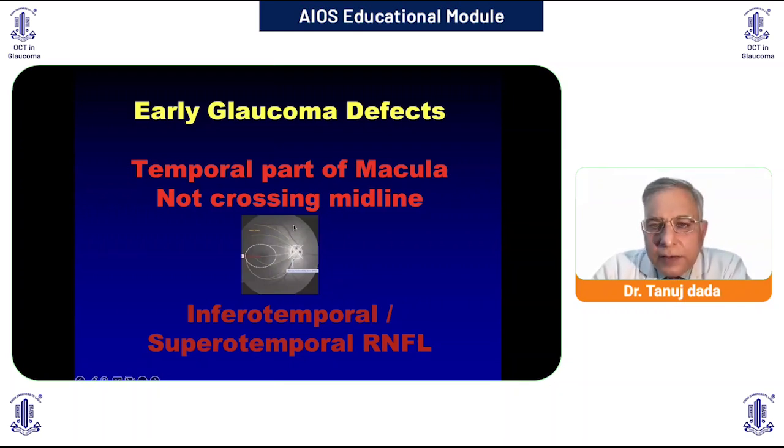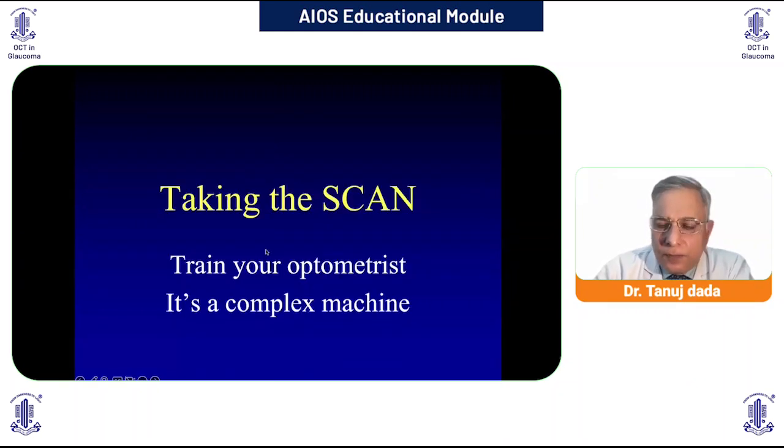So if you have RNFL defects coming superiorly or inferiorly or nasally, there is no significance. Early glaucoma will have RNFL defects in these 4 sectors of the macular vulnerability zone.